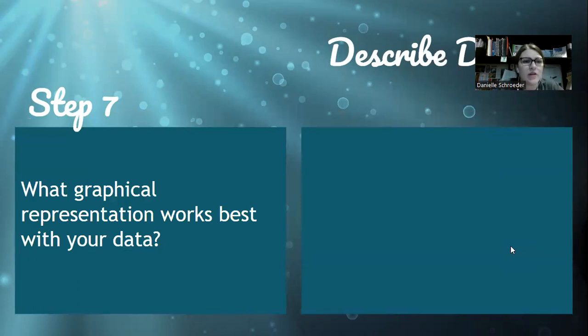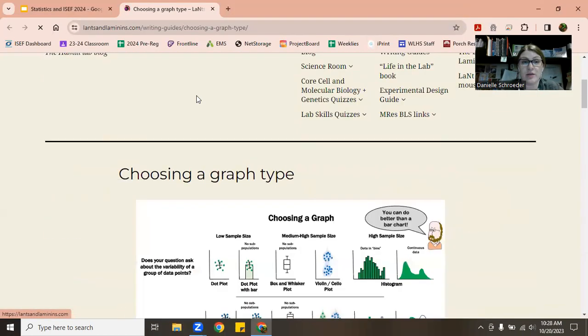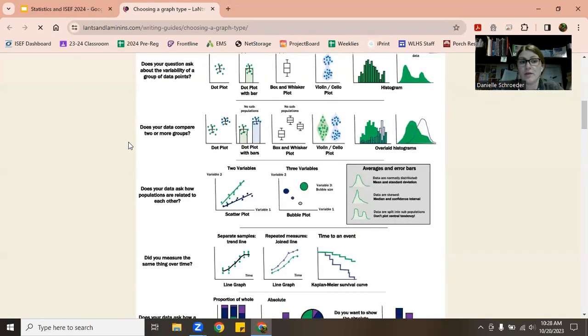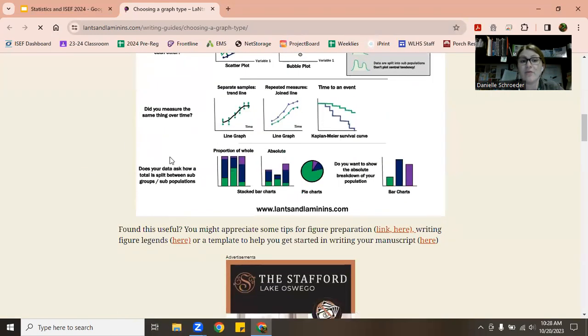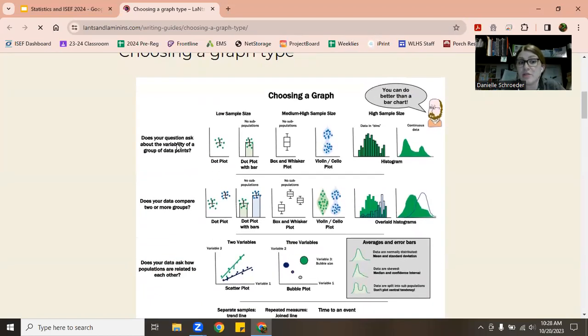Now we come to the question of what graphical representation works best with your data. This handy chart, which is going to be linked in Google Classroom, is one of the best ways to identify the graph that is going to work best for you. Scroll down here. You have these questions on the side here, 5 questions, and it asks you something about your data. If the answer is yes to this question, one of these graphs over here may apply to you, okay?